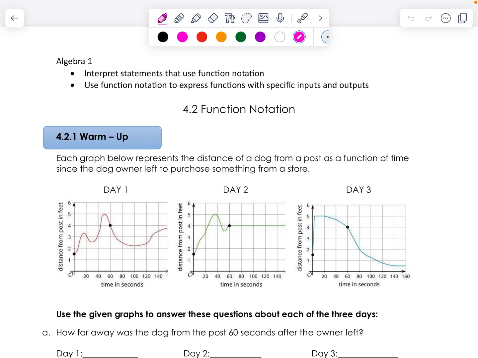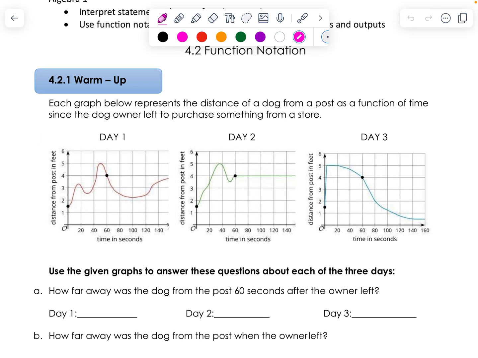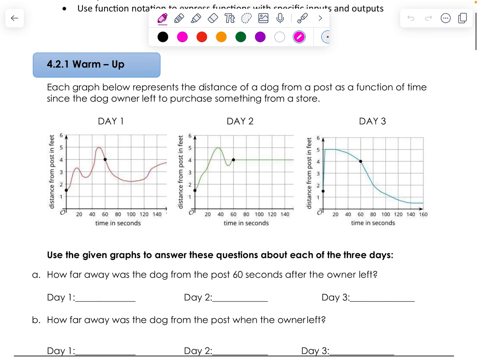Algebra 1, Unit 4, Lesson 2, Function Notation. For today's warm-up, each graph below represents the distance of a dog from a post as a function of time, since the dog owner left to purchase something from a store. So this is the same problem that we graphed yesterday for all 3 days. We're going to use the given graphs to answer the questions below, and we're going to answer it for each of the 3 days, okay?